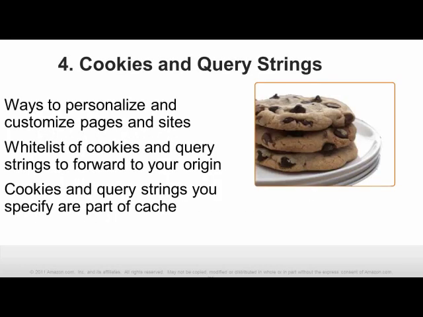Finally, queries and cookie strings are a way that you can personalize pages and sites to individual users. Basically, you will provide a whitelist to CloudFront of cookies and query strings that you want us to forward to your origin. We will consider any cookies or query strings that you specify as part of the cache key. Basically, that means that we will vary our content based on those cookies or query strings. So this is an optional feature that allows you to cache user-specific information using Amazon CloudFront.